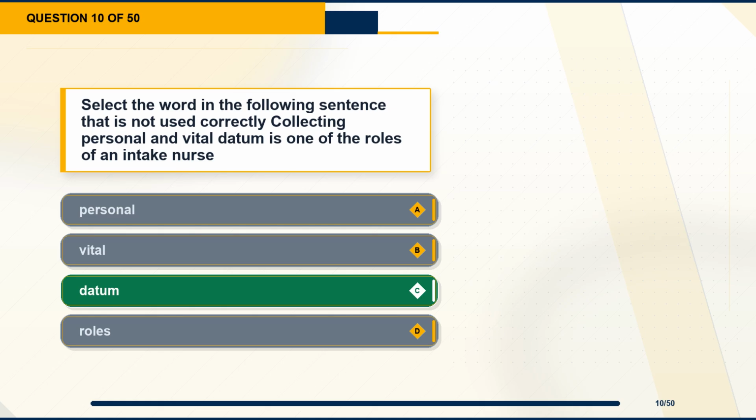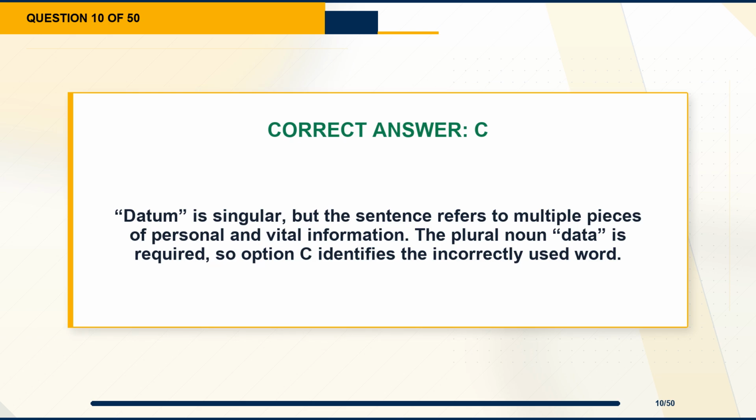The correct answer is option C, datum. Explanation. Datum is singular, but the sentence refers to multiple pieces of personal and vital information. The plural noun data is required, so option C identifies the incorrectly used word.